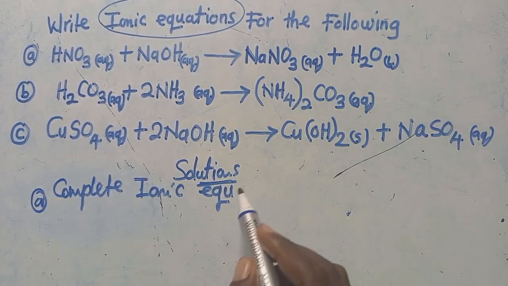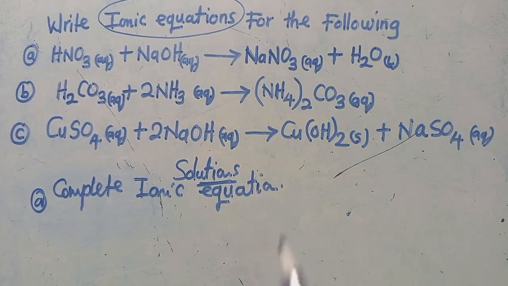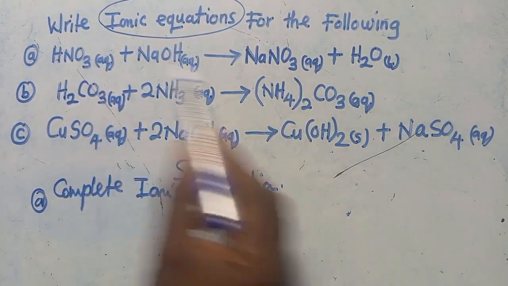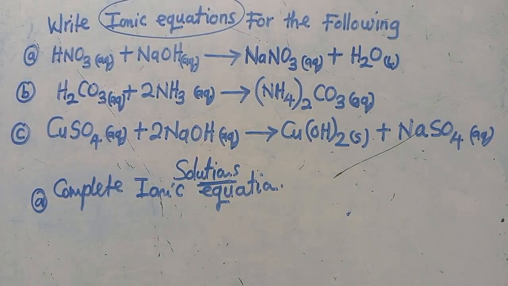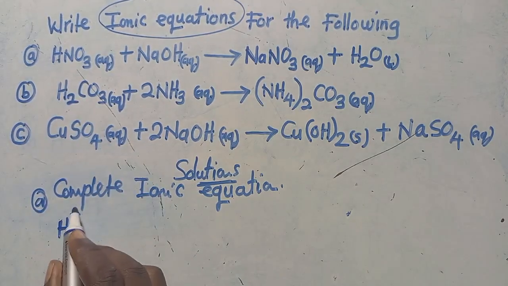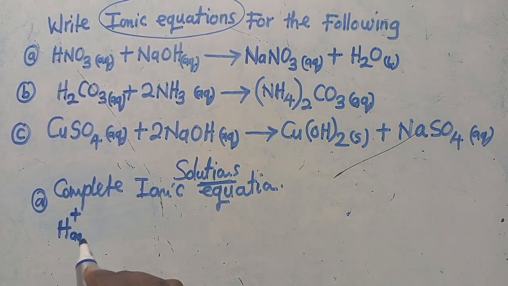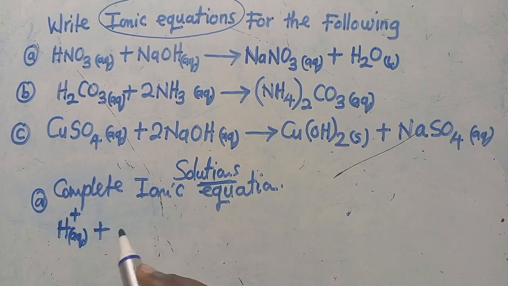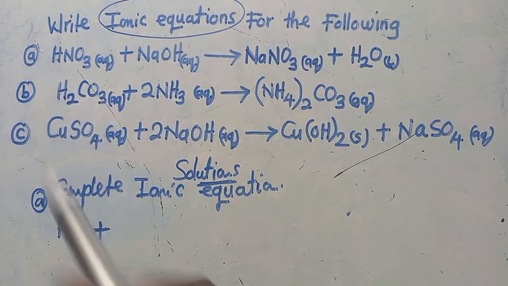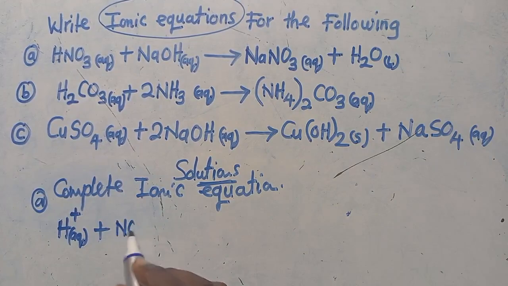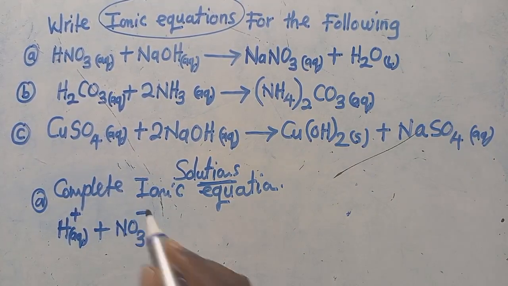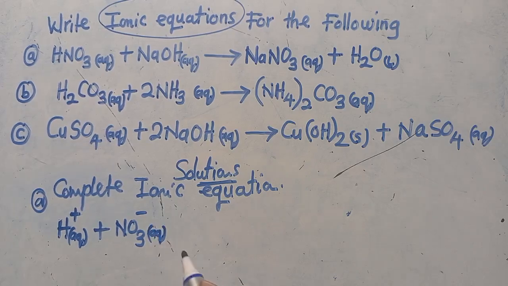So a complete ionic equation. How is a complete ionic equation written? This is where you just separate them without cancelling. So you split them. That is hydrogen, I put H+ there. That is the valence. This is in aqueous. Plus, I move to a nitrate. That is a radical. I guess you know it's got a valence of 1 negative. That is aqueous.